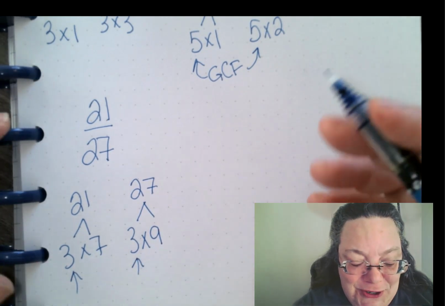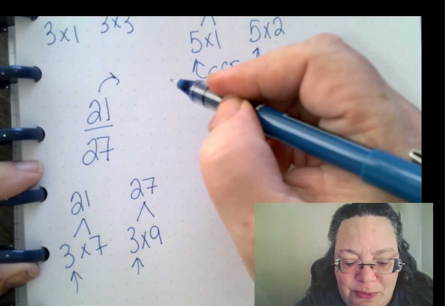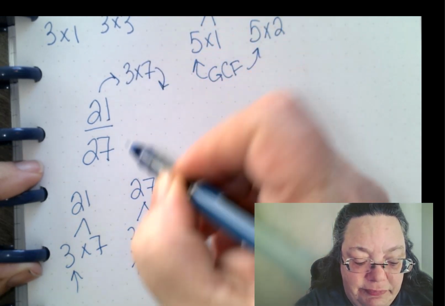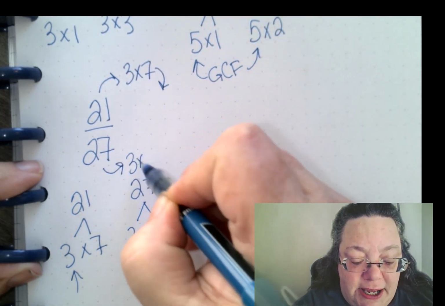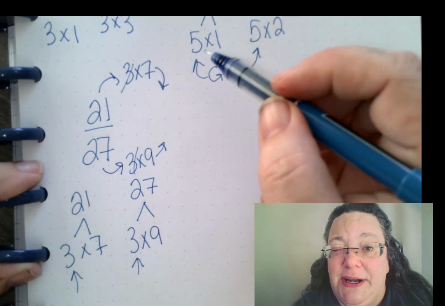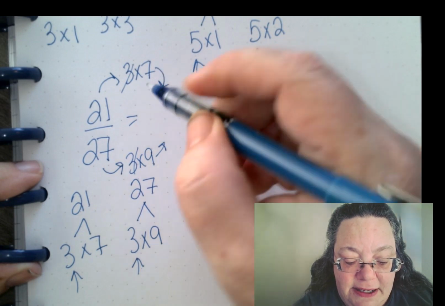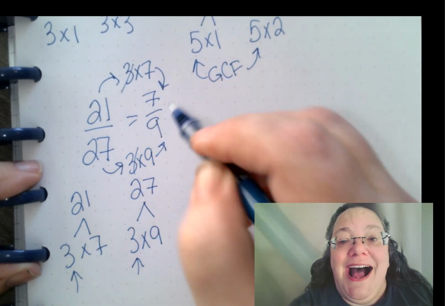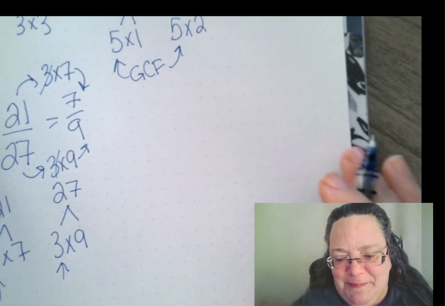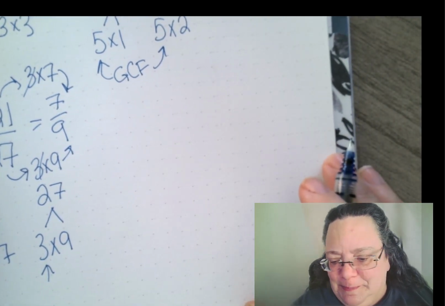So all we have to do is do some reducing. So we'll have 3 times 7 and 3 times 9. Remember, the 3's cancel. They're our greatest common factor. That leaves us with 7 over 9. I know, how crazy is this? Let's try another one. Hopefully you're getting the hang of it.